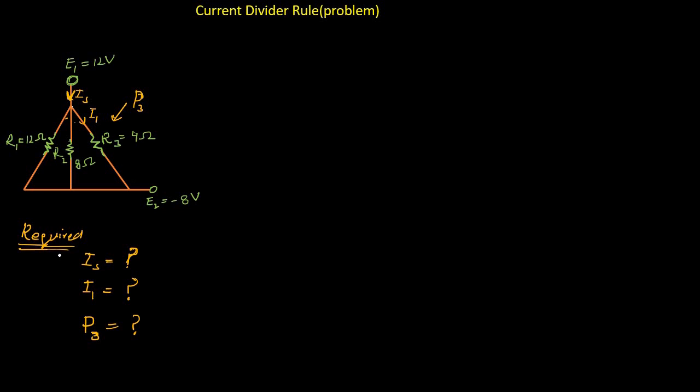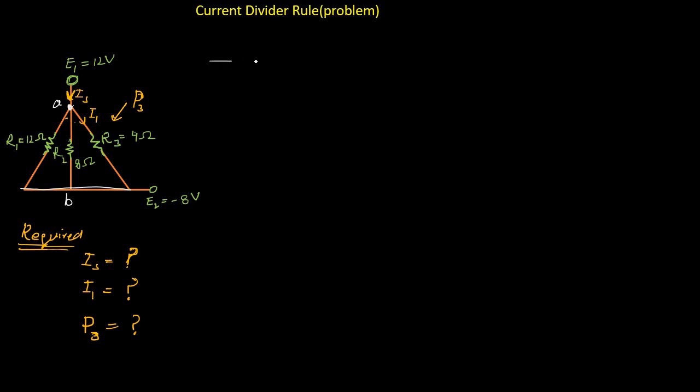Now in this question, we are asked to find the current IS through this parallel circuit, the current I1 through this third resistor, and the power absorbed by this third resistor. Let's consider this point as point A and this whole portion as another point, point B. Now let's redraw this network in a simpler way.